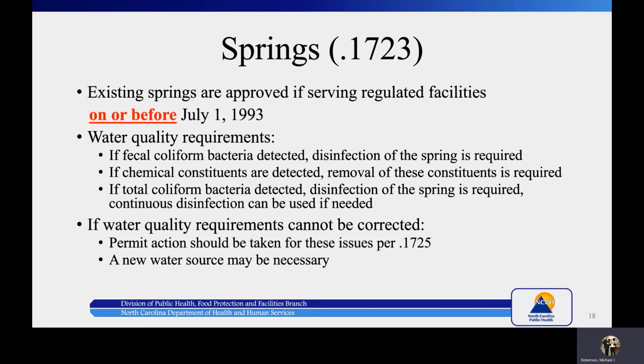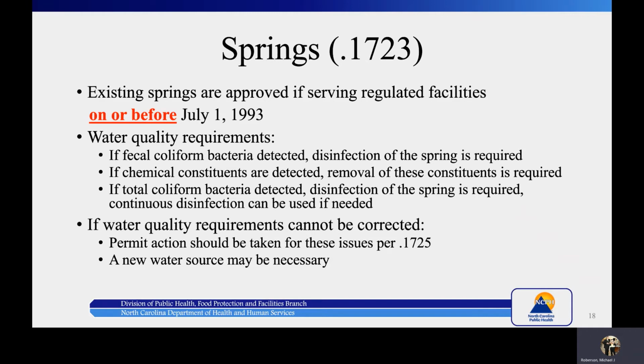But same concept. If we've got fecal coliform bacteria, that's a no-go. We're going to have to get disinfection. We're going to have to get that taken care of. Again, if they only have total coliform bacteria, which is a lot less dangerous than fecal coliform bacteria, we're going to make sure that we get disinfection of the spring. And then if we continue to have that total coliform bacteria popping up again, then we may look at our continuous disinfection methods.